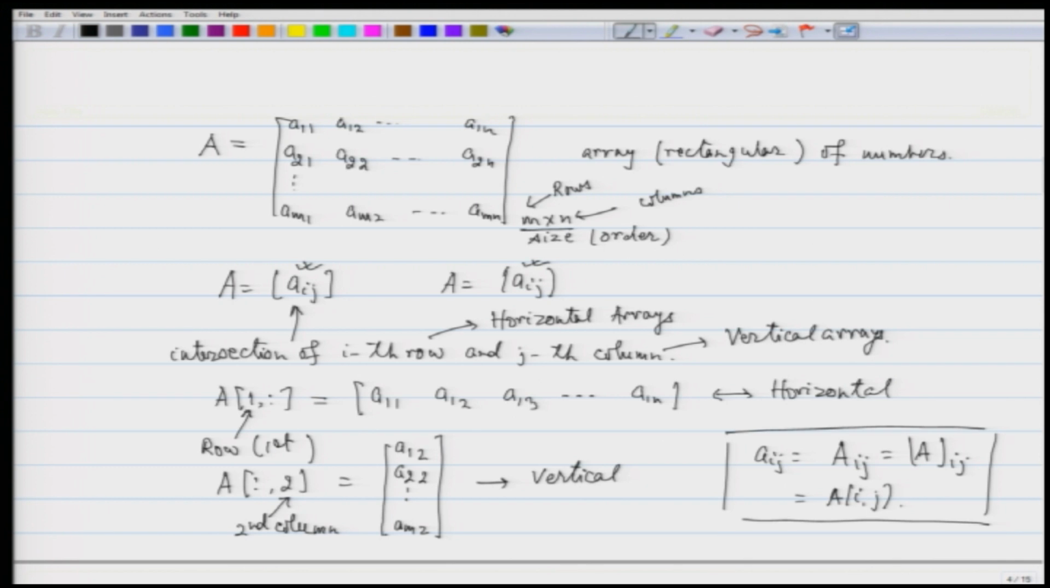When I write A1 and with a colon, it means that I am looking at that row. So, A3 comma colon means the third row. Similarly, colon comma a number means I am looking at that corresponding column. Fine.